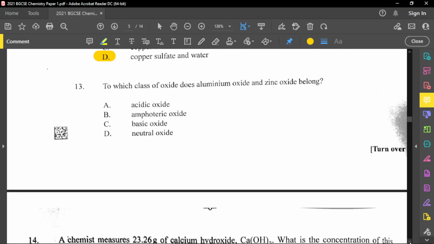Number 13 asks: to which class of oxide do aluminum oxide and zinc oxide belong? I want to quickly mention something right here too. I guess I could just explain a few things.